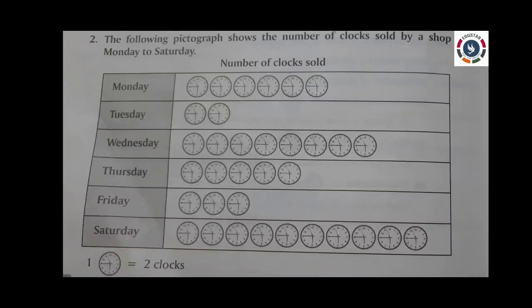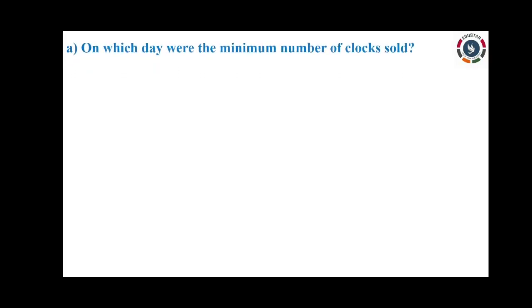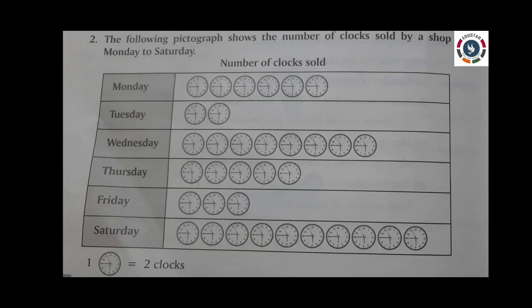One more example. The following pictograph shows the number of clocks sold by a shop Monday to Saturday. One clock picture is equal to 2 clocks. First question. On which day were the maximum number of clocks sold? Look at the pictograph. On which day less clock picture is there?